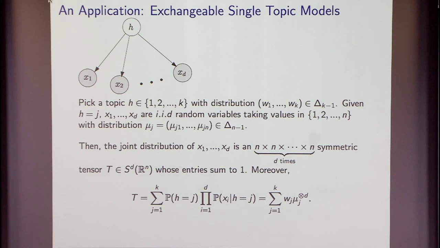In the application, we observe many documents, and the way we record what we observe is we take an n by n by n, d times, tensor, and in entry i1, i2 through id, we record how many times we see a document whose first word was i1, second word was i2, dth word was id. If we observe enough documents, this tensor has to converge to the actual distribution T. So given this tensor, we would like to recover its decomposition.